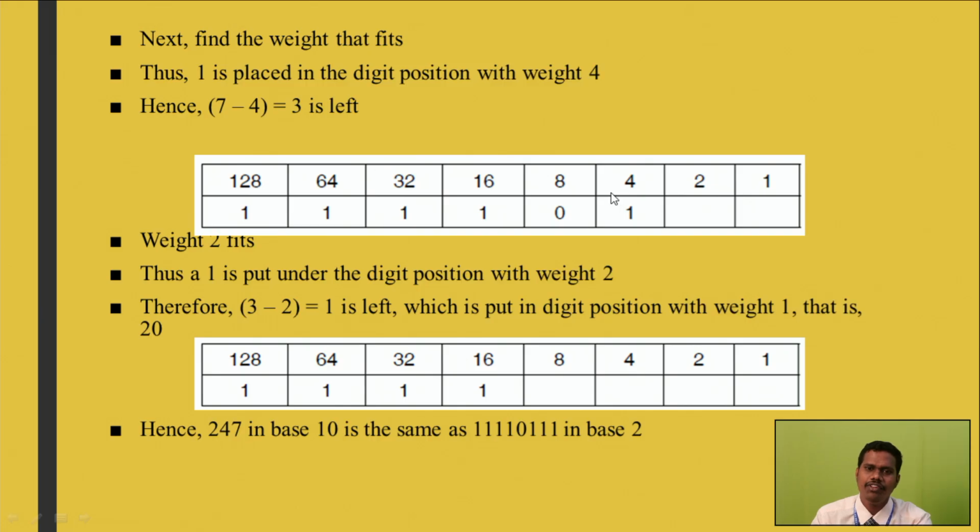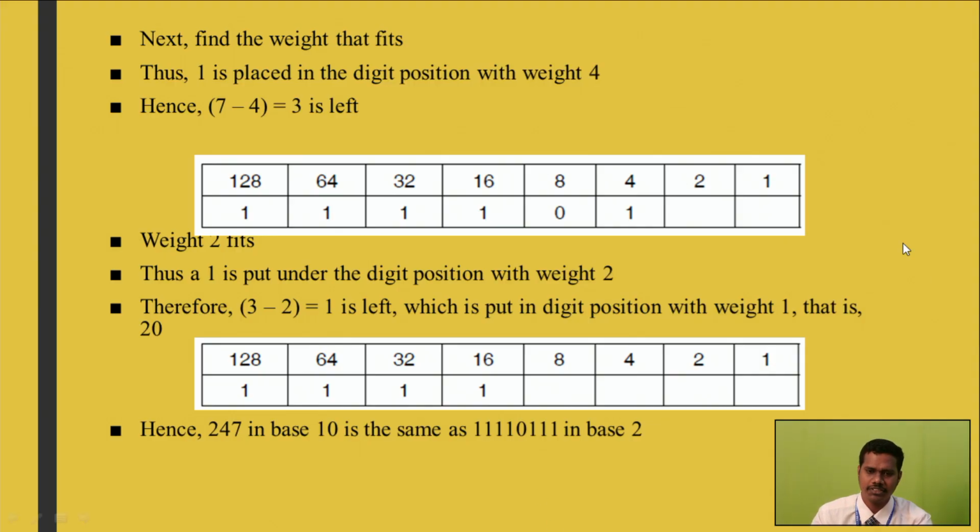Then next we are going to continue the process, and we are going to subtract 7 minus 4, the result will be 3. For lesser or equal to 3, the power value is 2, so we put 1, and then again we subtract 3 minus 2, the result will be 1, and for 1 also we are going to put 1. So we stop the process when we reach the weightage 2 power 0 or there are no more numbers to perform the subtraction.